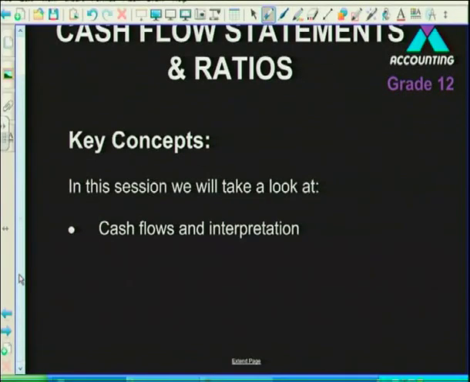In today's lesson, we are going to focus on the cash flow statement. So we're going to be looking at cash flow together with some interpretation. Interpretation, we're referring to ratio analysis. Without wasting any time, let's go straight to a typical exam type question.